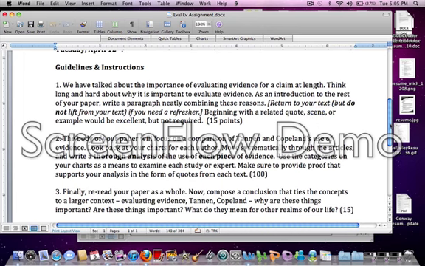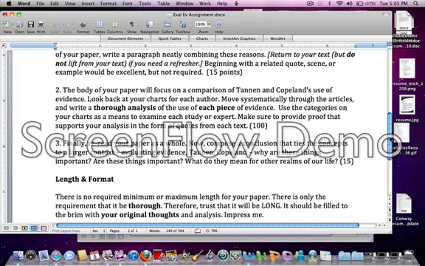Moving on. The body of your paper will focus on a comparison of Tannen and Copeland's use of evidence. Look back at your charts for each author. Move systematically through the articles and write a thorough analysis of the use of each piece of evidence. Use the categories on your charts as a means to examine each study or expert. Make sure to provide proof that supports your analysis in the form of quotes from each text. We'll take a look in just a second at the example paper and how the body, at least the beginning of the body, tries to meet these requirements.